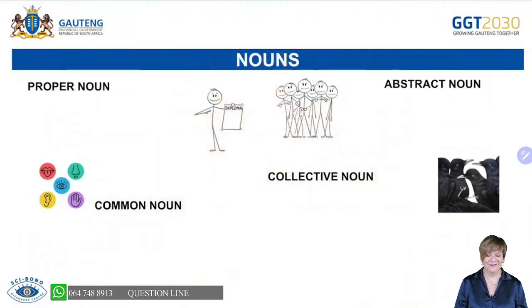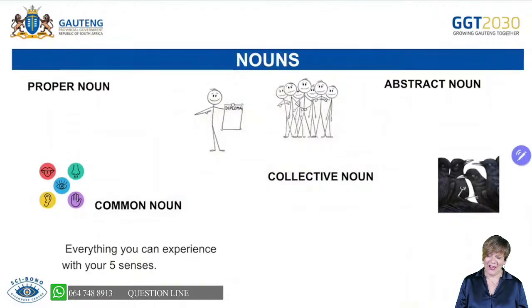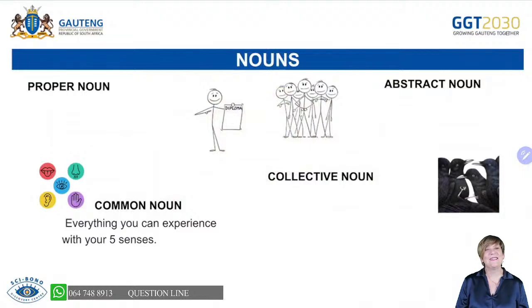Let's start with the easy one, your nouns. And if you look at your screen, you'll see I have the 4 most important nouns that you have to know. The proper noun, the common noun, the collective noun, and of course the abstract noun. So let's look at the common noun. This is one that you can experience with your 5 senses. So if you can see it, hear it, smell it, touch it, then you know it's a noun. That's always the easiest one to spot in a sentence as well.